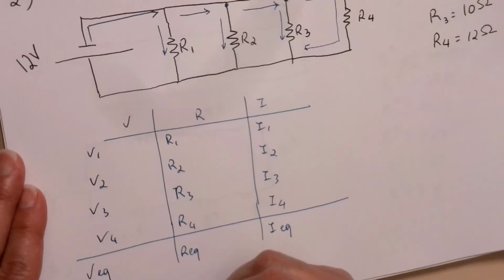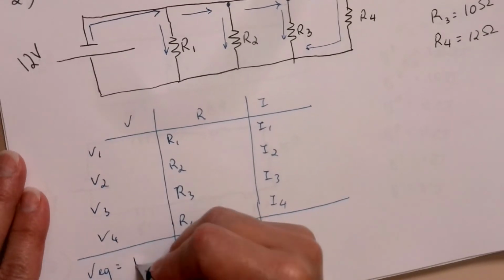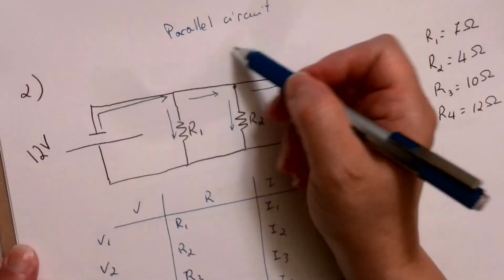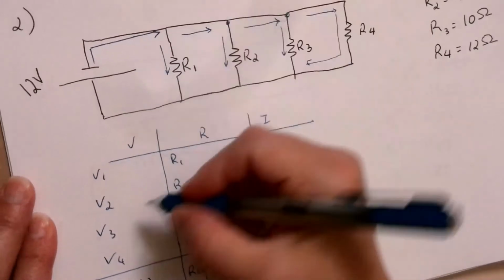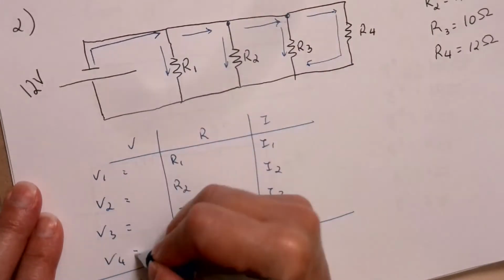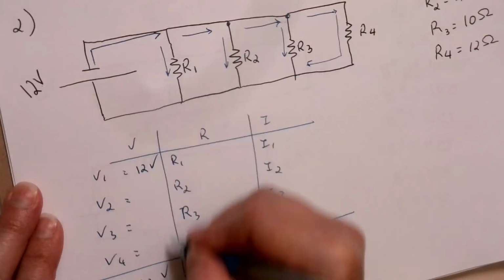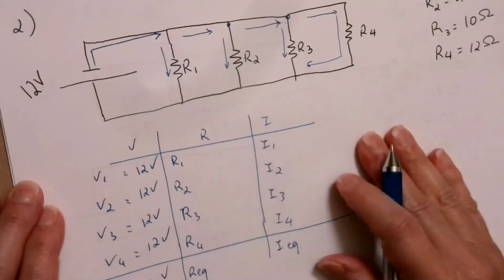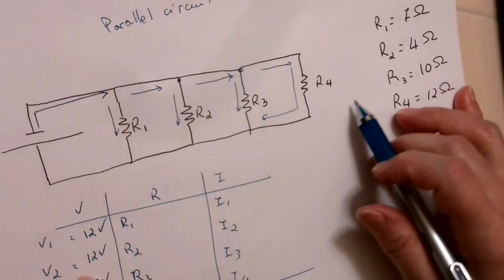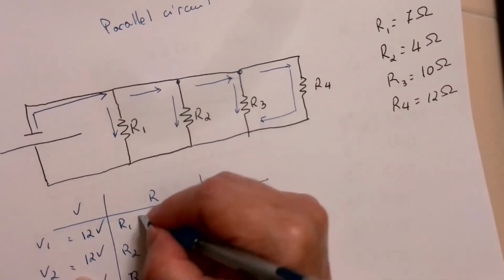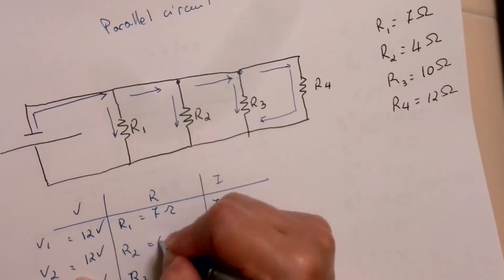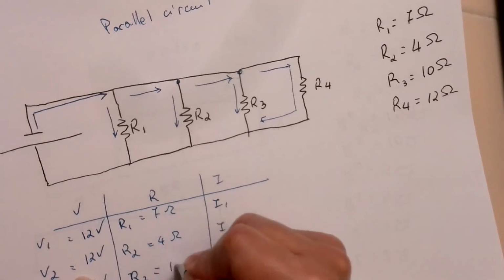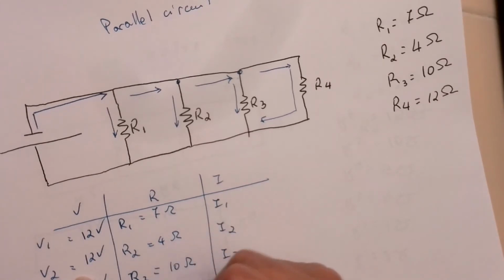V equivalent is 12. We define this one as a parallel circuit. Parallel means all those voltages are the same, so 12 volts, 12 volts, 12 volts, 12 volts. Resistances, which values are those? Well, I have it right here. So this is 7 ohms, 4 ohms, 10 ohms, and 12 ohms.